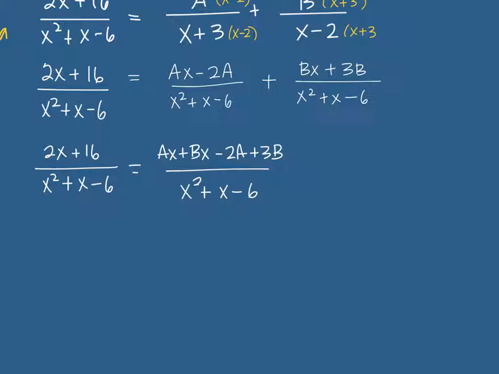Then I look, because the denominators are the same on both sides, the numerators must be the same on both sides. They are equal. So therefore, 2x plus 16 as a numerator must be equal to ax plus bx minus 2a plus 3b. We know the denominators are equal. Since the denominators are equal, therefore the numerators must be equal.